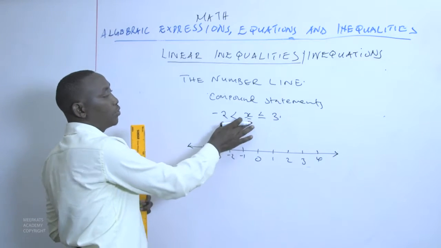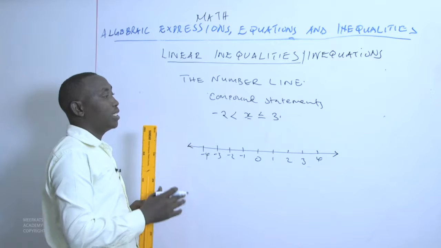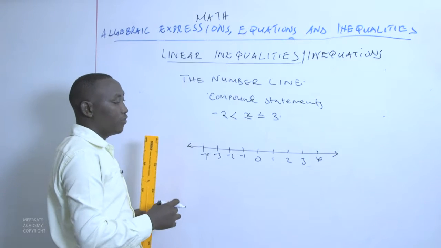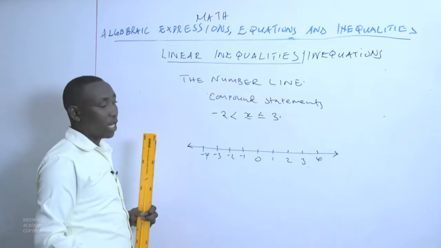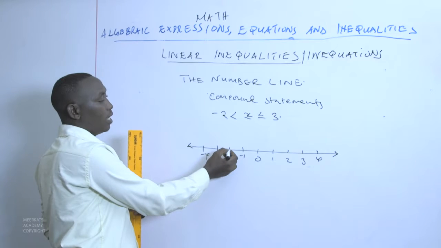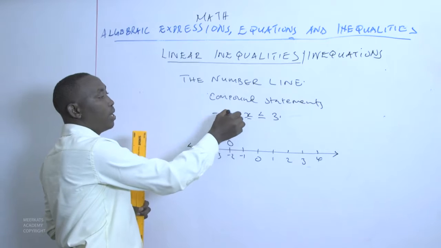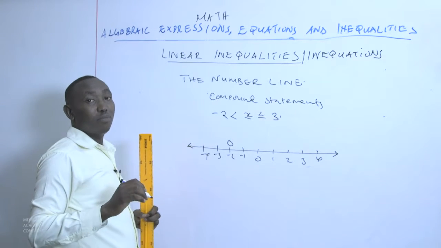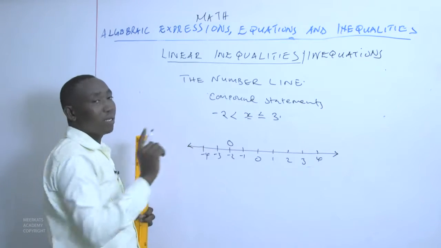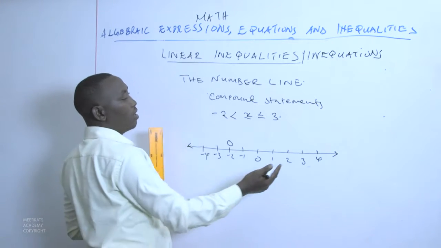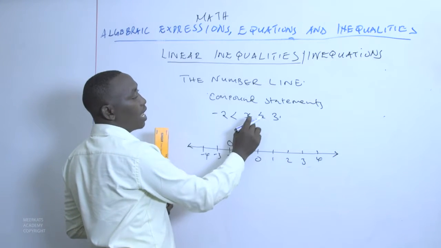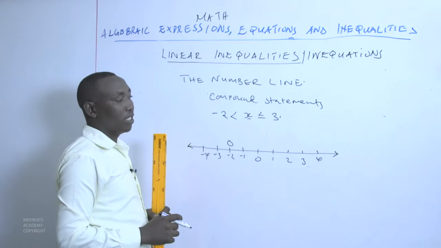So you can first try to satisfy this condition. We have been told that x is greater than negative 2. So you look for negative 2 on your number line. Negative 2 is here. You draw your circle. Now because it is simply greater than, we are going to use an open circle. Then on the right hand side, we have x is less than or equal to positive 3.